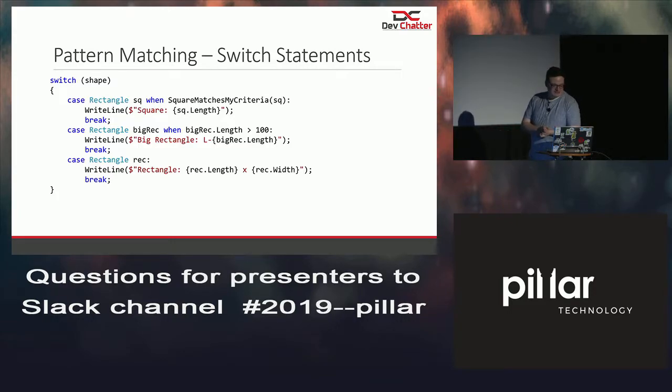So we have said here, if you're a rectangle and you happen to, quote, match the square criteria, then we're going to treat you as a square rectangle and treat you differently. If you're a rectangle that has a length greater than 100, you're apparently a big rectangle. And the third one is also a rectangle. So in this case, our switch statement, literally we always treated it as a rectangle and handled it accordingly.